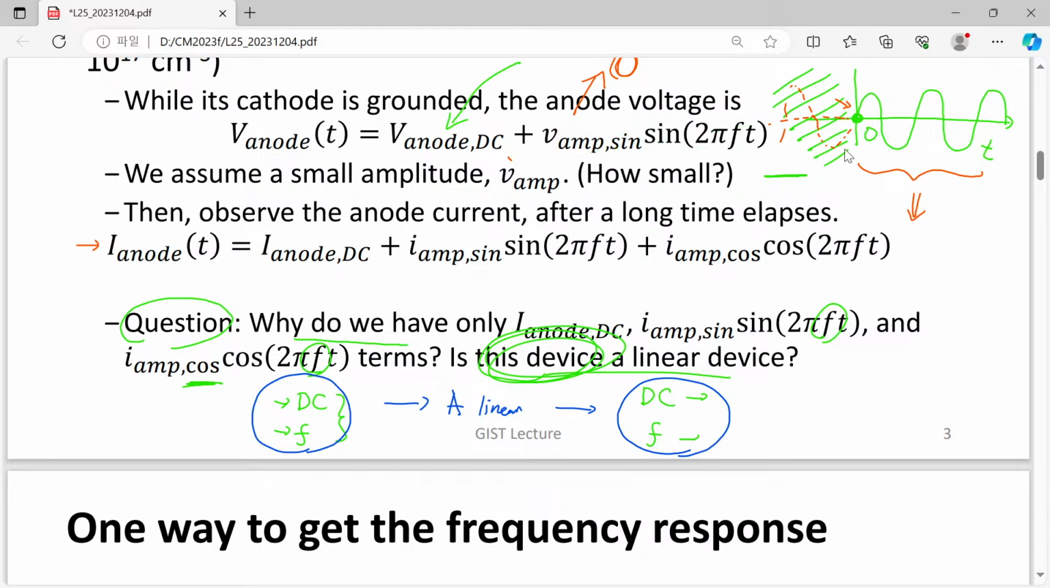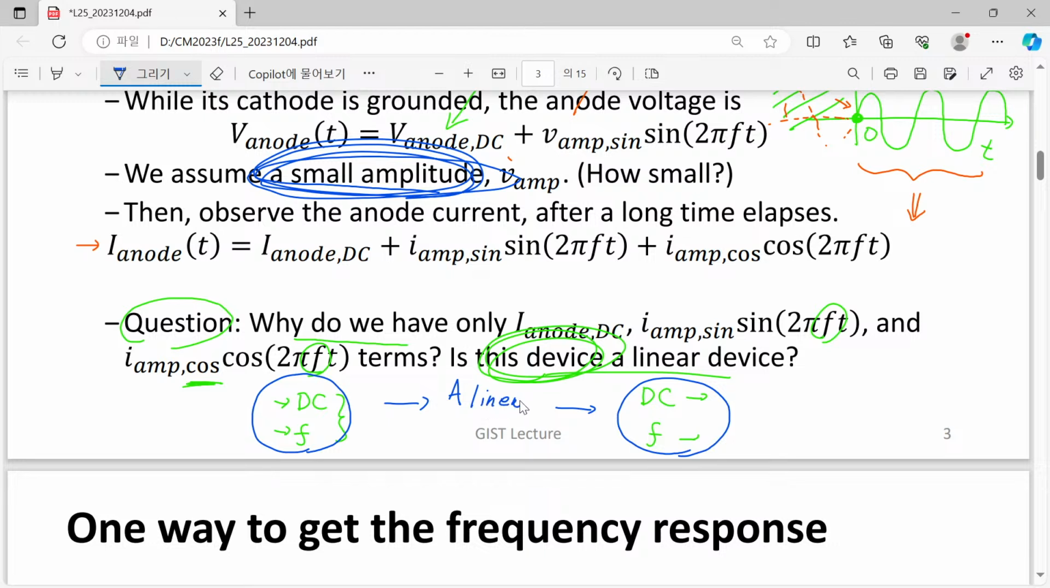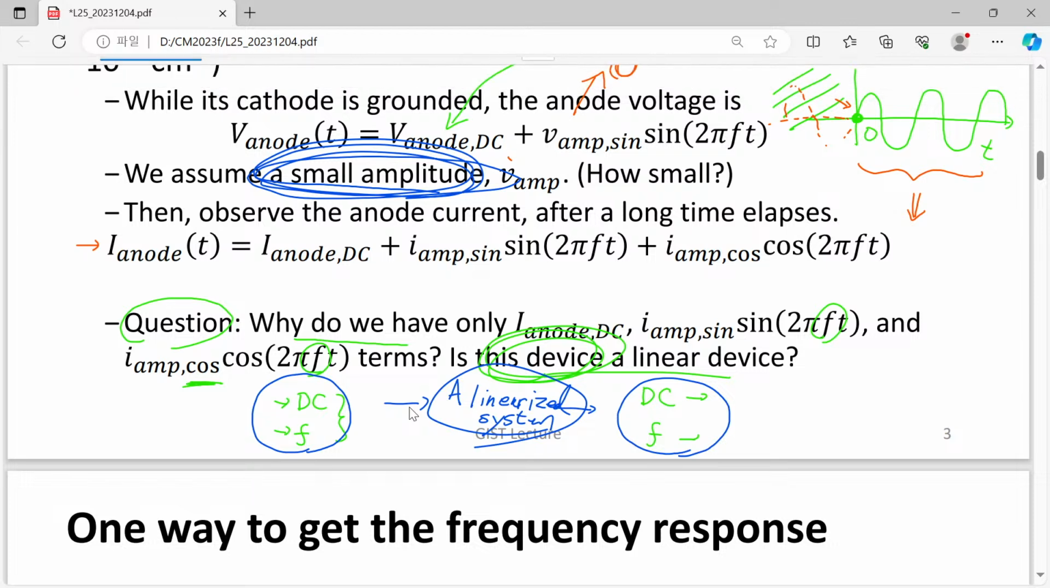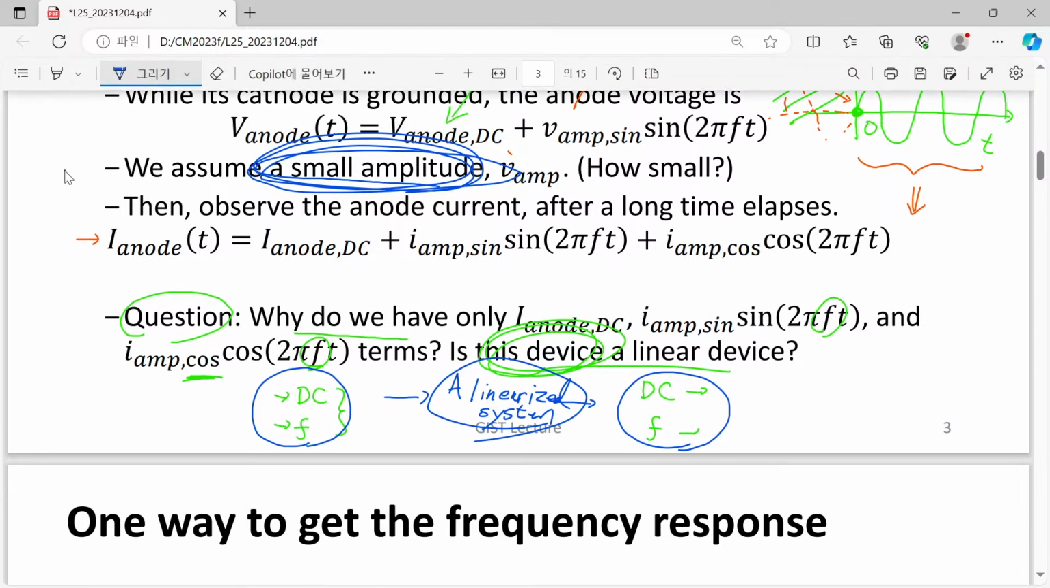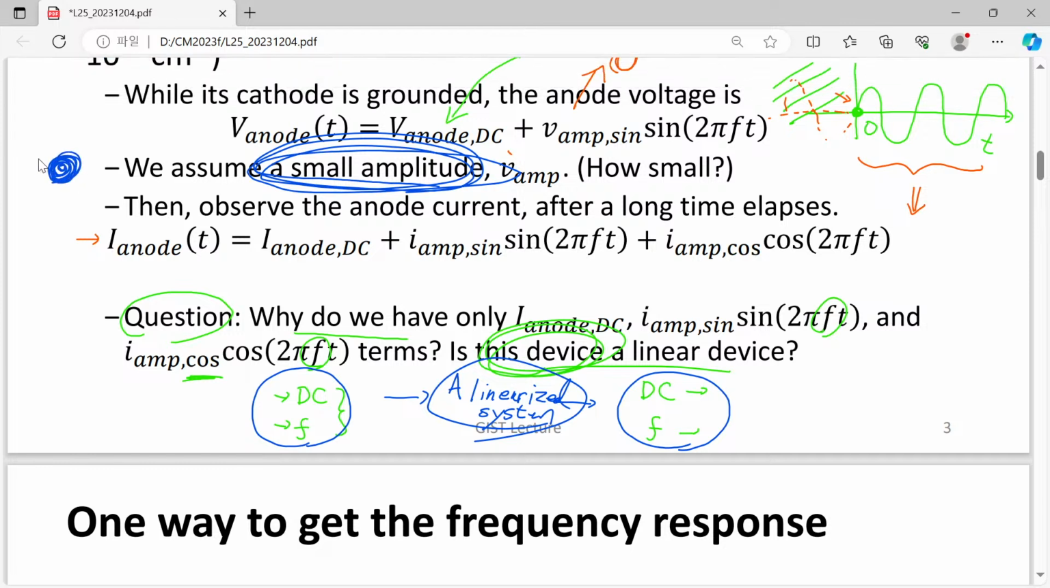So the point is, we have applied this small amplitude approximation. Within this small signal approximation, although the entire system is a non-linear system, we can build a not linear but linearized system. So that is the point of our today's lecture. I mean that all of our consideration is valid only when we have a small amplitude.